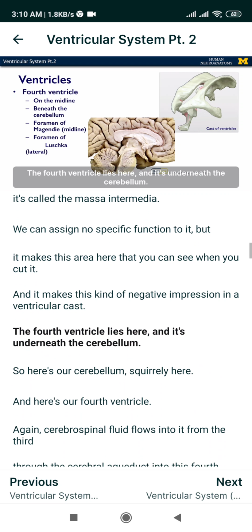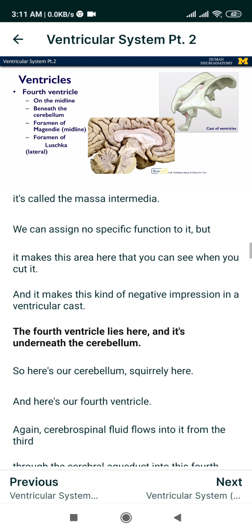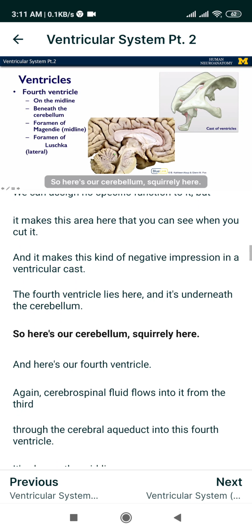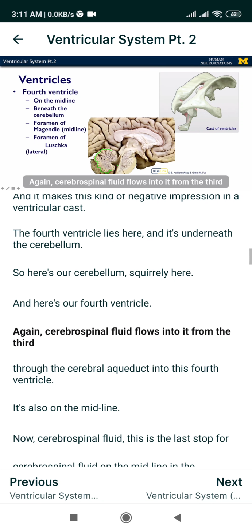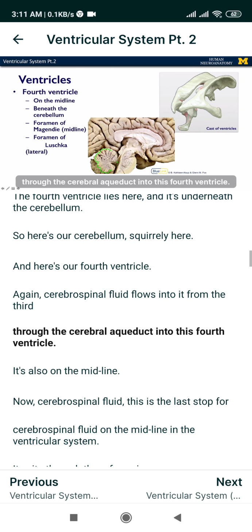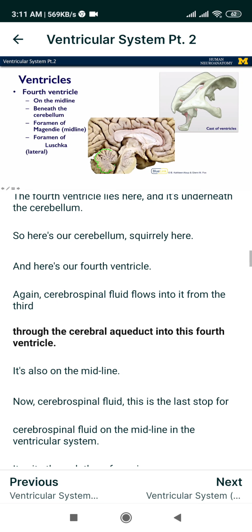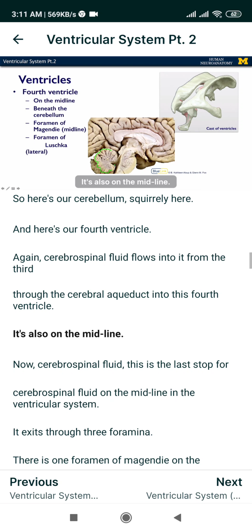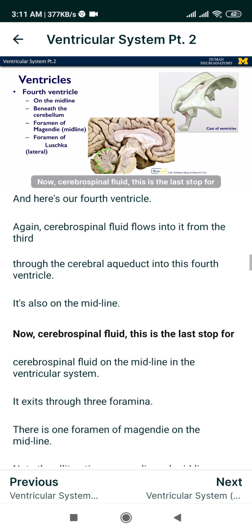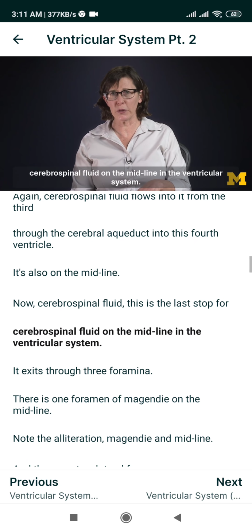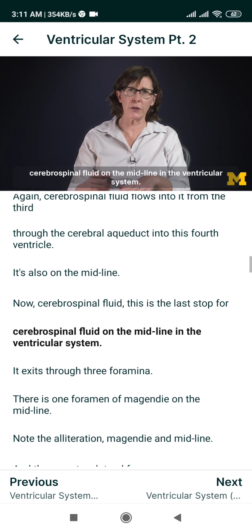The fourth ventricle lies here, and it's underneath the cerebellum. So here's our cerebellum, squarely here, and here's our fourth ventricle. Again, cerebrospinal fluid flows into it from the third through the cerebral aqueduct into this fourth ventricle. It's also on the midline. This is the last stop for cerebrospinal fluid on the midline in the ventricular system.